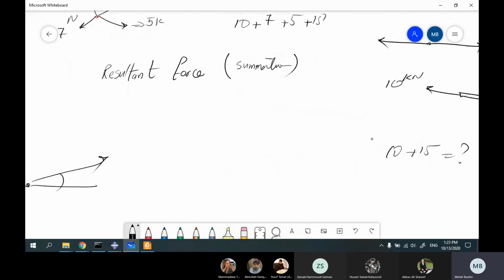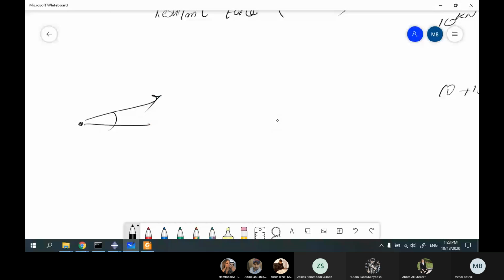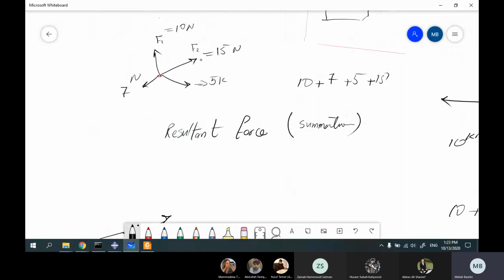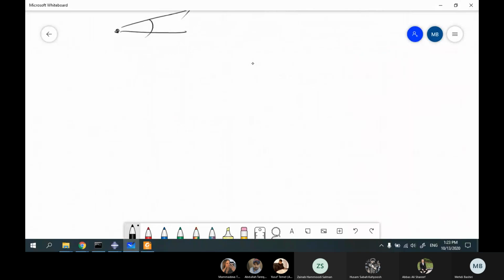So, as I said, because forces have direction, you can't just sum these magnitudes up. To find the summation of a force, a system of forces, there are three options. The first one is, show it on the book.